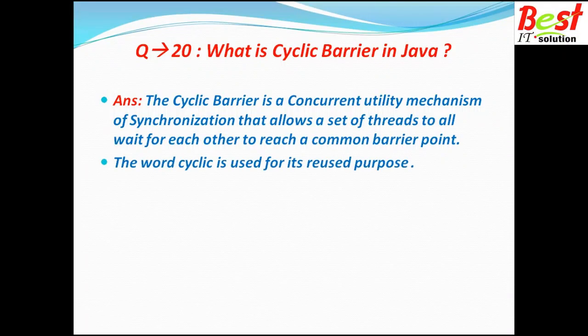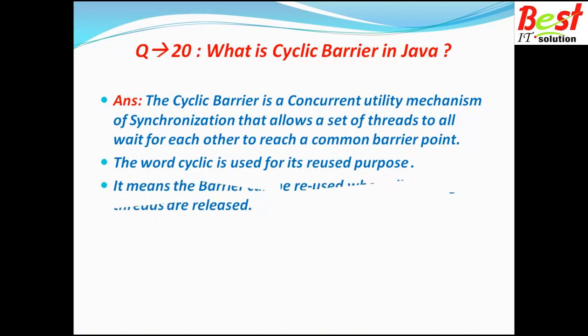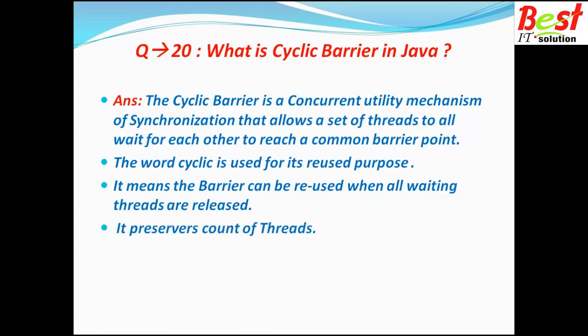The word cyclic is used for its reuse purpose. It means the barrier can be reused: when a particular barrier point is reached and all waiting threads are released, that barrier can be reused. It also preserves the count of threads.